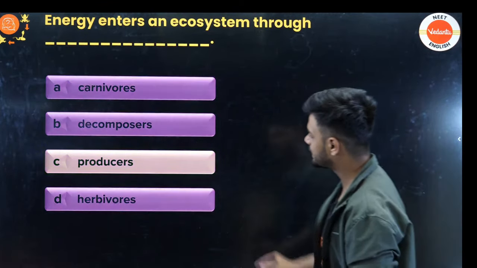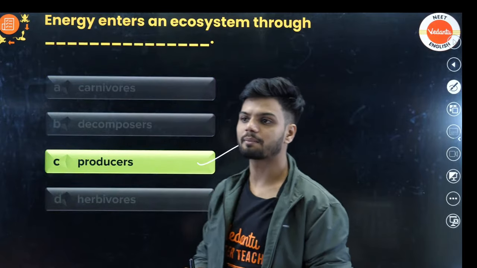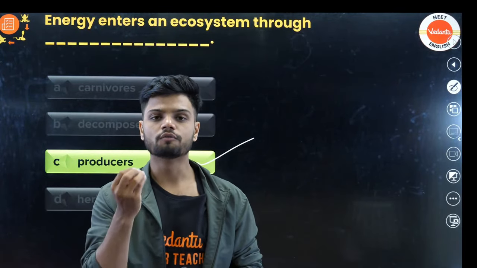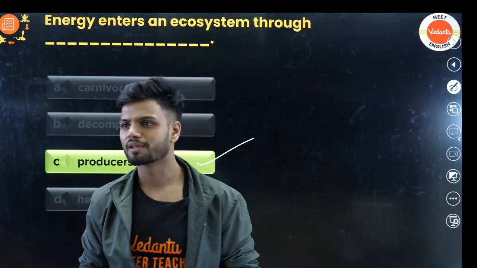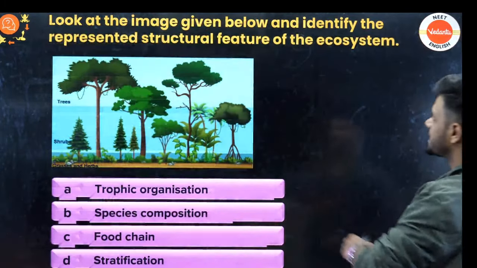So, energy is entering through producers, because producers are able to do photosynthesis. Yes! Hello, Shweta Prasad. Next question.